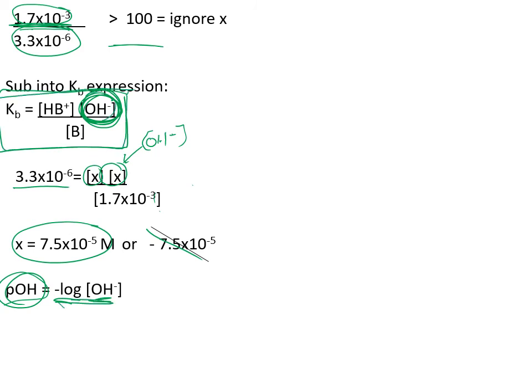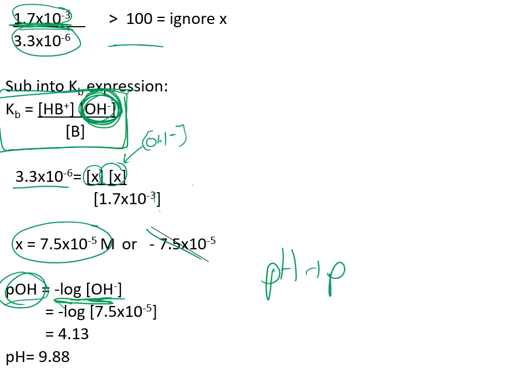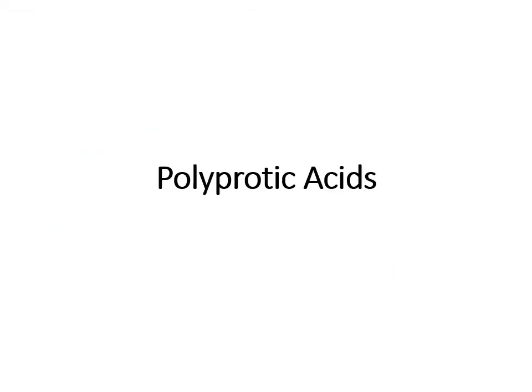So when I take the negative log of it, I get the POH, which is 4.13, not the pH, the POH. If I then want to know the pH, I know that my pH plus my POH equals 14, and therefore, if my POH is 4.13, then my pH must be 9.88.